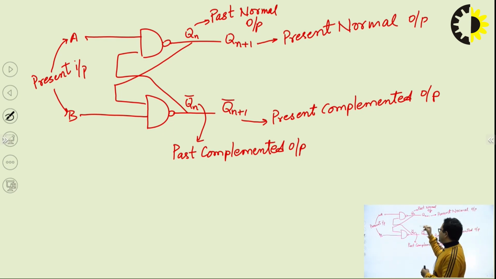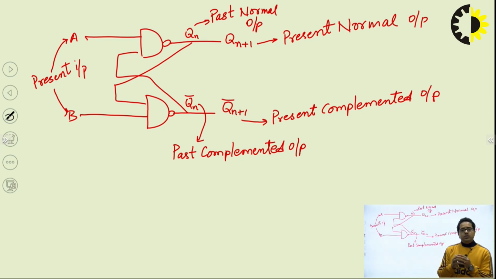So this Qn and Qn complement are the past output, Qn plus 1 and Qn plus 1 complement are the present output, right? So these are some important terms associated with the latches as well as with the flip-flops. Now, whenever in your exam a question is asked like explain the working of a latch, it will be based upon the SR latch, and similarly it would be based upon the SR flip-flop.